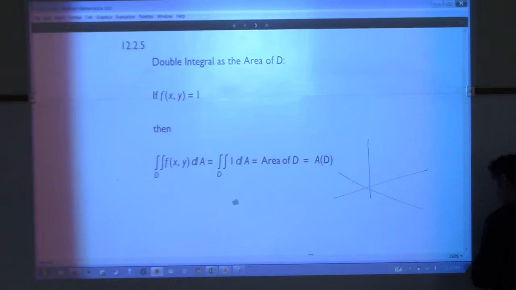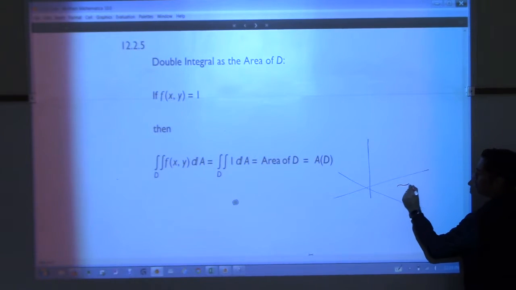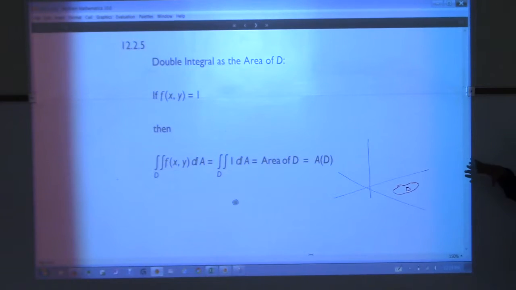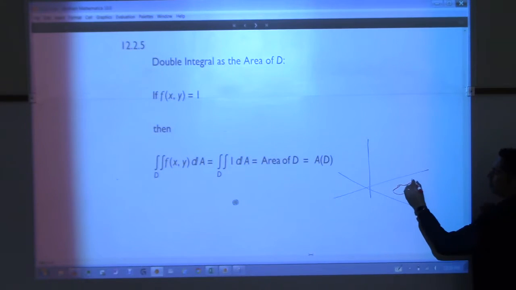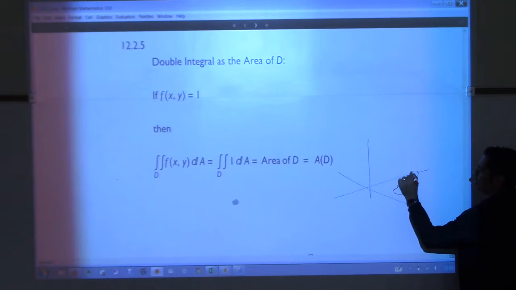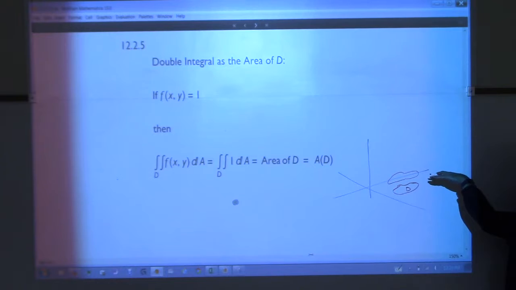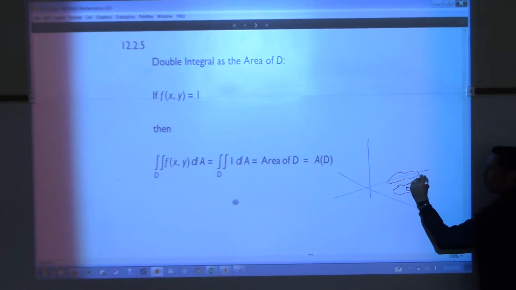You've got some region D on the ground. There's D. You have some surface that's sitting above this, right? And that surface is sitting how high above it? 1 the whole time. It's the constant 1 function. I'm going to exaggerate it. I'm going to put it up here like this. Okay, that's the surface above it. And it's always 1 unit high.